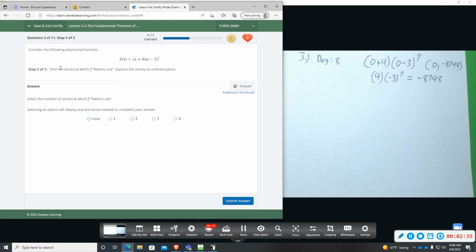And then we want to know the zeros where it flattens out. So it will flatten out at anything greater than 1. So just this one. So just 1, and that was 3, 0 as an ordered pair.